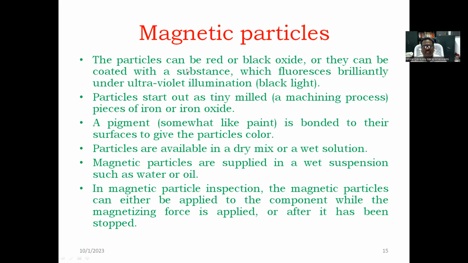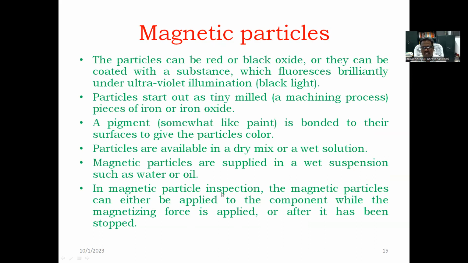And then the particles can be red or black oxide, or they can be coated with a substance that fluoresces brilliantly under ultraviolet illumination, black light. Particles start out as tiny milled, a machining process, pieces of iron or iron oxide. The pigment, somewhat like paint, is bonded to the surfaces to give the particles color. Particles are available in a dry mix or a wet solution. Magnetic particles are suspended in a wet suspension such as water or oil.